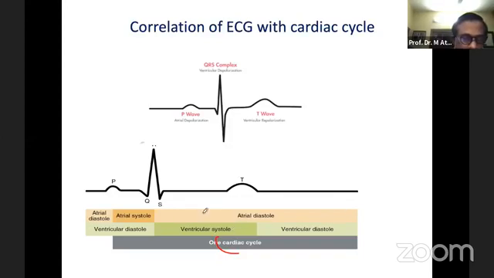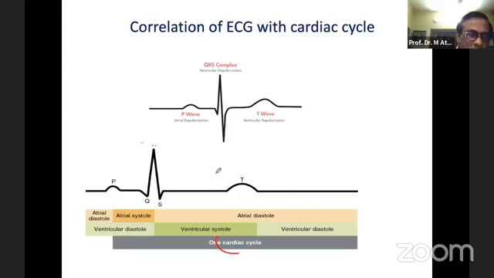So ECG again can represent the ventricular systole and ventricular diastole. And again, we know where the first heart sound is, that is at the beginning of the ventricular systole, and at the beginning of the diastole is the second heart sound. So also ECG can be compared with the first heart sound and second heart sound, ventricular systole, ventricular diastole, like this.